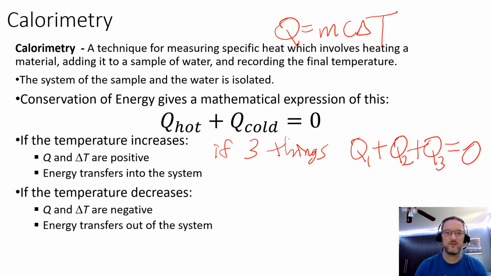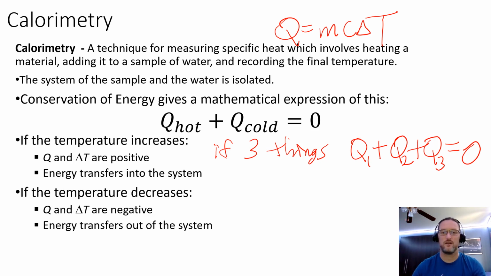So if the temperature is increasing, Q and delta T are positive, energy is going into whatever that thing is. The system is one of these things, either the hot thing or probably the cold thing, or one of the three things, or two of the three things, right? If temperature is decreasing, Q and delta T are of course negative, energy is transferring out of that thing. So the hot thing has energy transfer out of it into the cold thing or things, right?